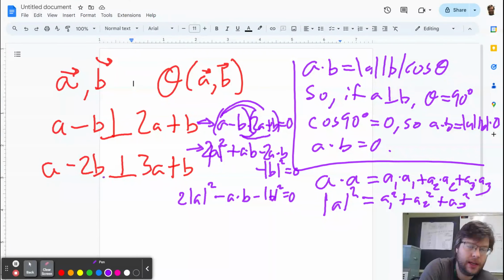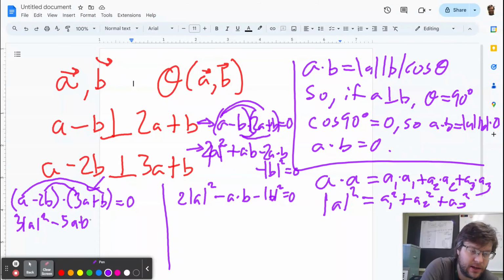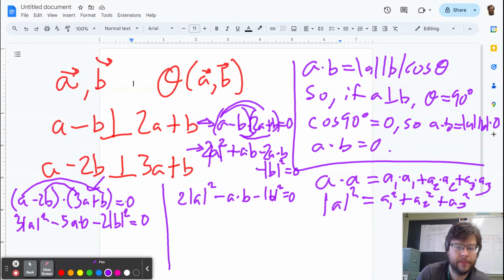Let's play the same game with this other condition. So we have A minus 2B dotted with 3A plus B equals 0, implying 3 magnitude A squared. This will be negative 6 A dot B, and this will be positive A dot B. So I'm going to simplify to negative 5 A dot B. And then minus 2 magnitude of B squared also equals 0.